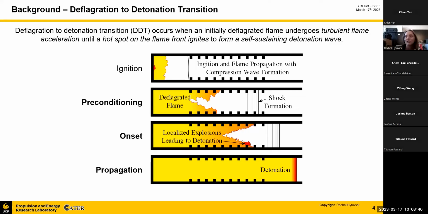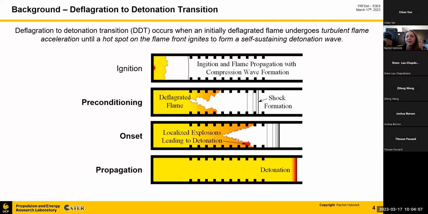However, as an overarching thought, DDT occurs when you have a deflagrated flame that goes through turbulent flame acceleration until a hot spot forms, typically at least, and then the flame front will ignite to form a self-sustaining detonation wave. So on this slide, I just have a really quick overview of that process.